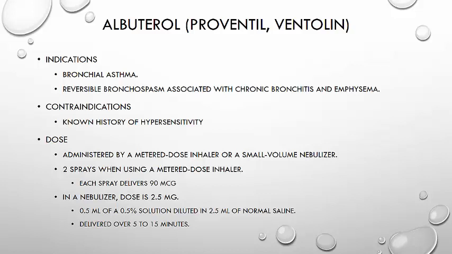Our dose is going to be either a metered dose inhaler or small volume nebulizer. If it's a metered dose inhaler, usually 2 sprays, 2 to 4 depending on what references you look at, with each spray delivering 90 micrograms. Now in a nebulizer, your initial dose is going to be 2.5 milligrams, which would be 0.5 milliliters of a 0.5% solution diluted in 2.5 milliliters of normal saline.